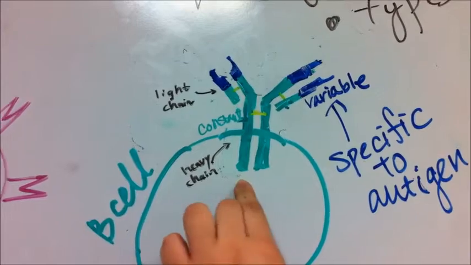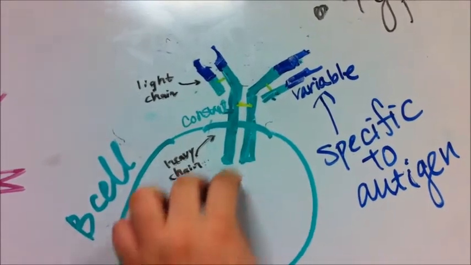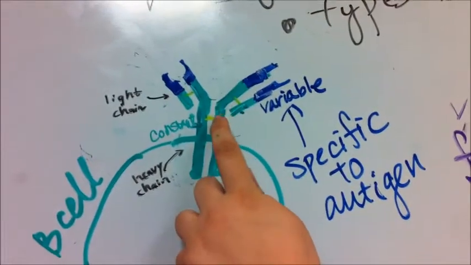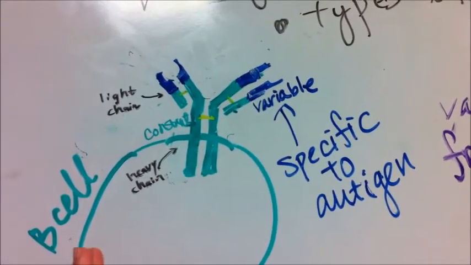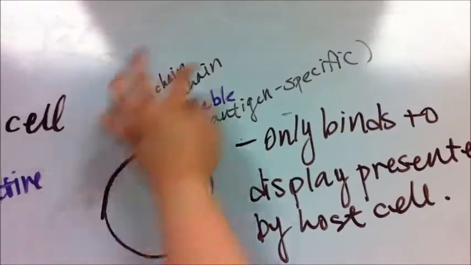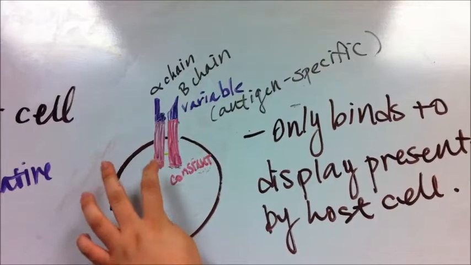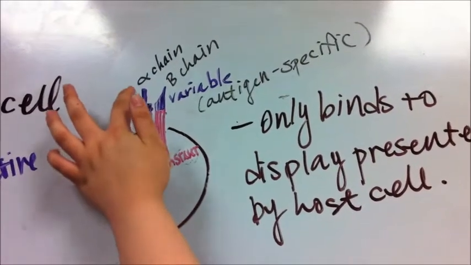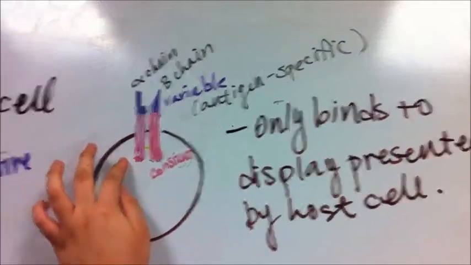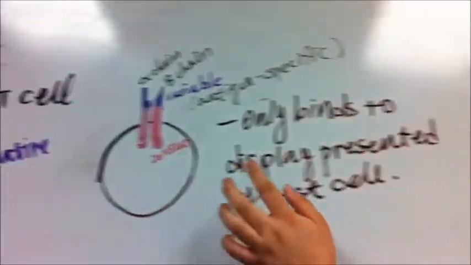The receptor is composed of a heavy chain and a light chain, and they're connected by a disulfide bridge, which has to be broken by a strong reducer. And when you look at the T cell, we have an alpha chain and a beta chain that's also connected by a disulfide bridge. And there's also a variable region that's specific to the antigen, and the constant region that's the same for all the T cells.